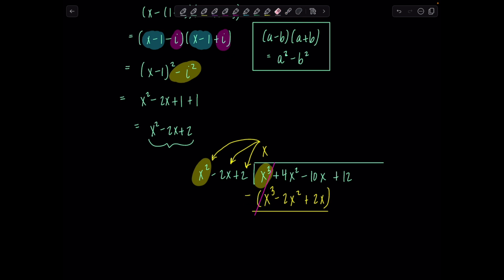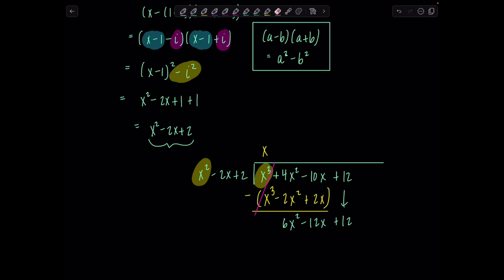So if you think that might be something you're going to forget, I would distribute it and switch all the signs here. It makes it look messy, so I don't like to do it, but if you're forgetful with those negatives, then take that precaution. Okay, so we've got 4 minus negative 2, that's positive 6x squared, negative 10 minus 2, so negative 12x, and then bring this guy down. Good, you got it? Okay, beautiful.